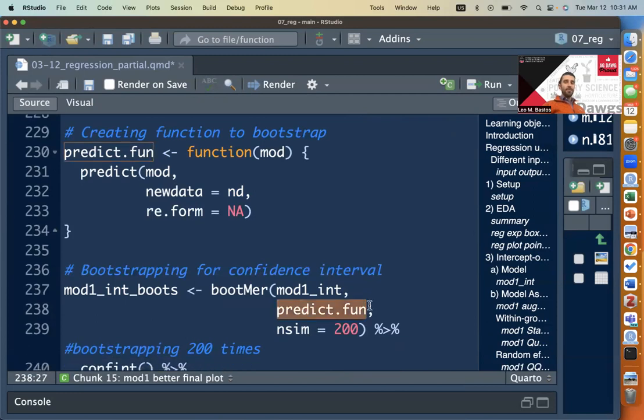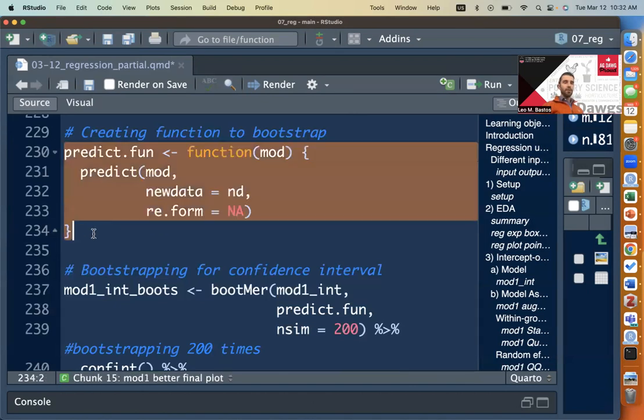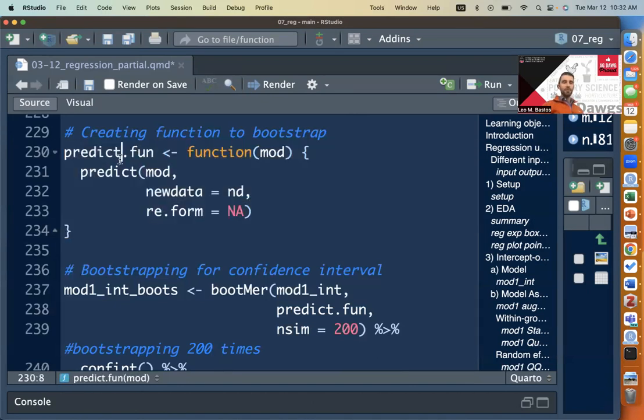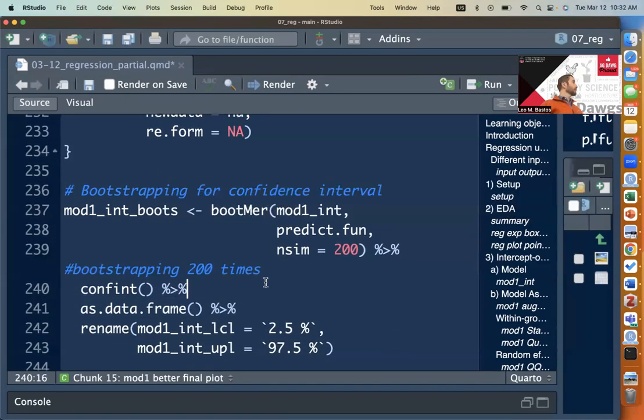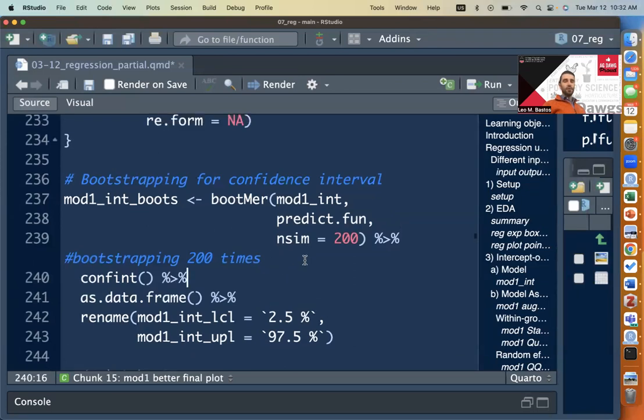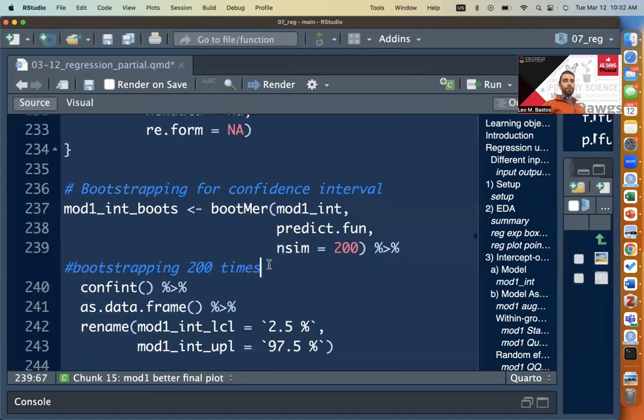When we have that here, it is assuming that whatever model I give in the first argument is going to be the model that it feeds into this function. So in this case, mod1 int is what is going to come in as mod and be used in the predict function. Make sure you run this chunk, so not the whole chunk yet, just this part of the code, so you have this function available in your environment. And I left you the code here already for the bootstrap.